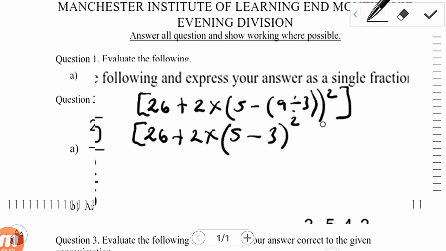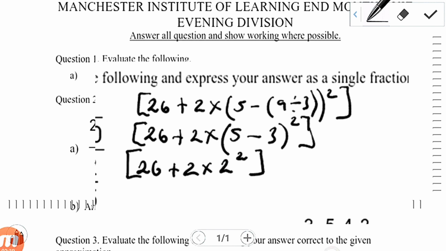So the inner bracket is gone. We are into the second bracket here. So what we have now is 26 plus 2 multiplied by, and we're going to work that answer next. 5 take away 3 is in fact going to be 2. So that's going to be 2 squared. So that bracket is then gone. So the only thing we have left here is just the square bracket.